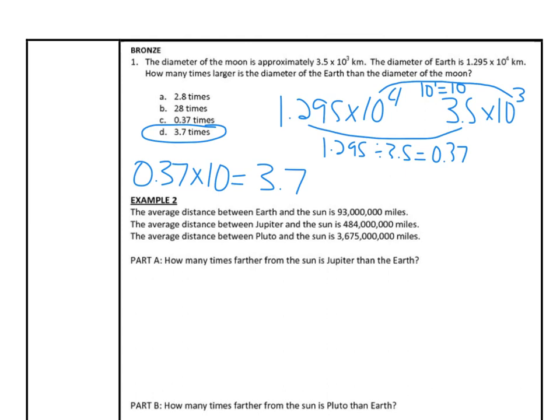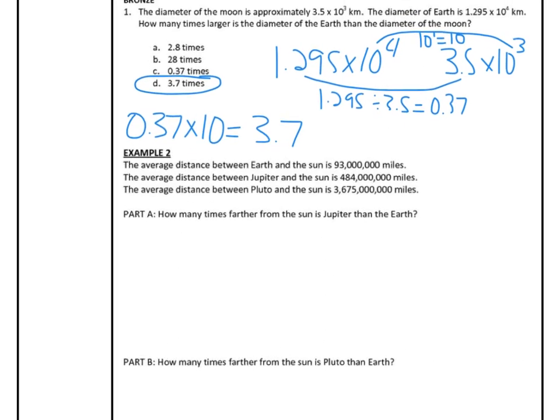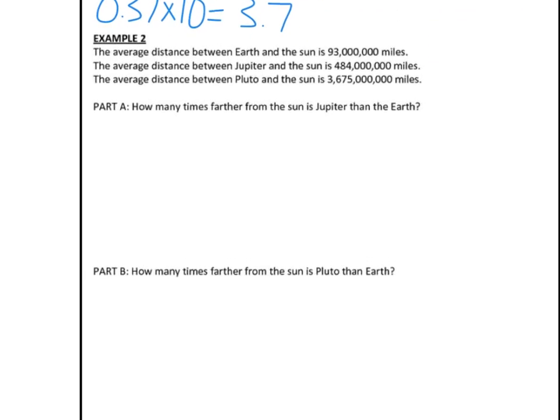Let's look at the next one. This one says the average distance between Earth and the Sun is 93 million miles. The average distance between Jupiter and the Sun is 484 million miles. The distance between Pluto and the Sun is 3,675 million miles. Part A says, how many times farther from the Sun is Jupiter than the Earth? So Jupiter is our larger one, and Earth is our smaller one.